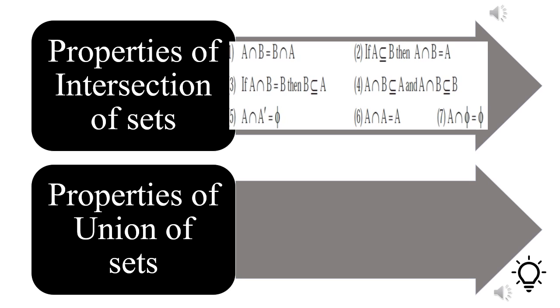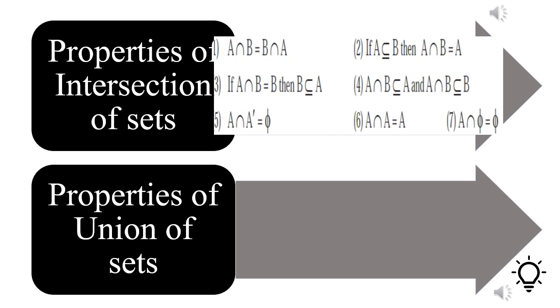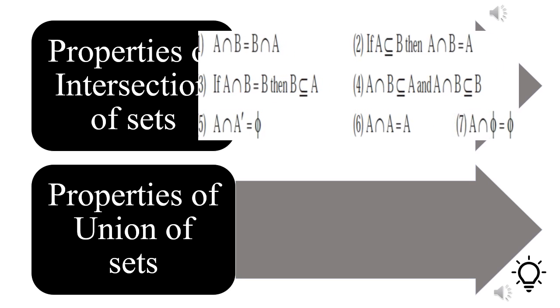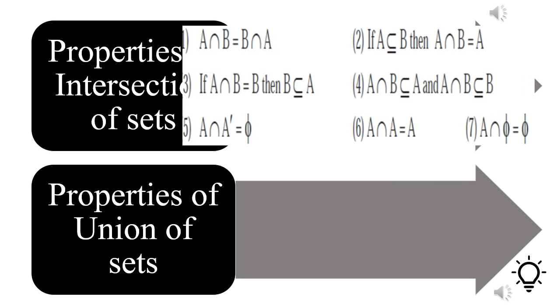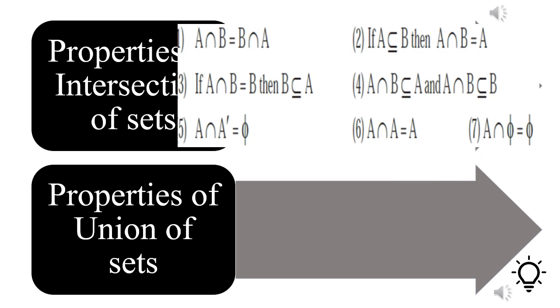Let us learn properties of intersection of sets. First one, A intersection B is equal to B intersection A. Second one, if A is a subset of B, listen carefully, then A intersection B is equal to A. Understanding? Next, if A intersection B is equal to B, means after finding intersection you get all the elements which are present in B, then B is a subset of A.